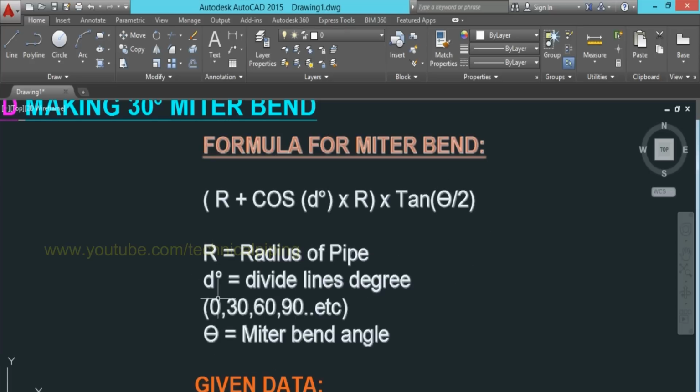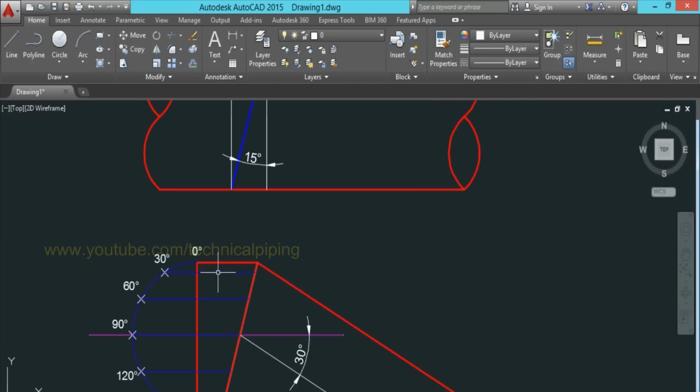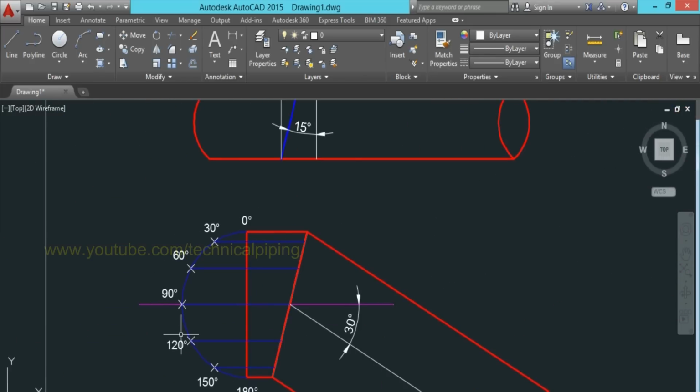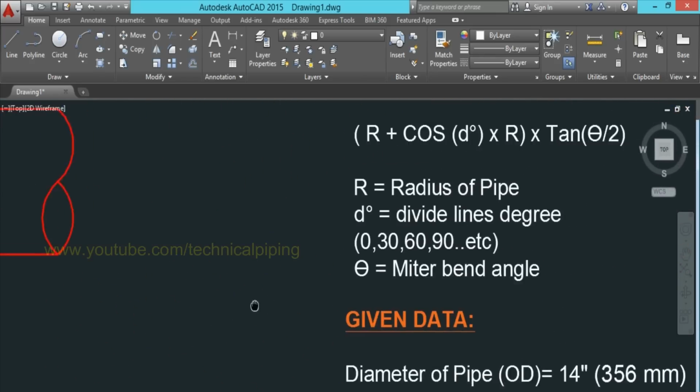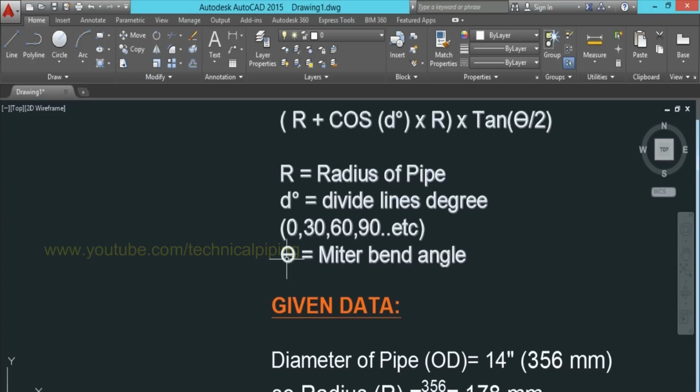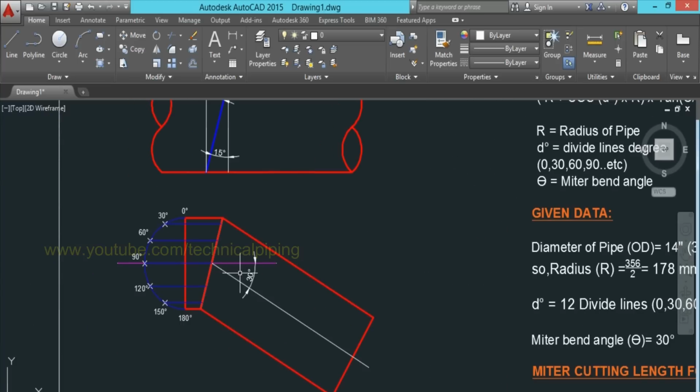In the formula, R denotes the radius of the pipe. D degree denotes the division angle in degrees, like 0, 30, 60, 90, etc. And theta denotes the required miter bend angle.